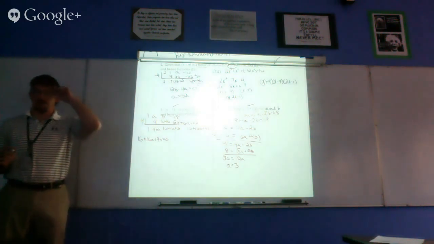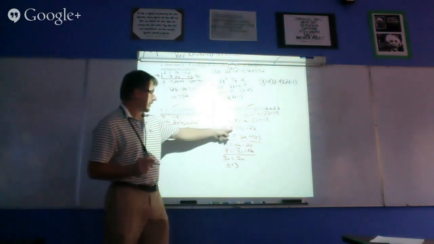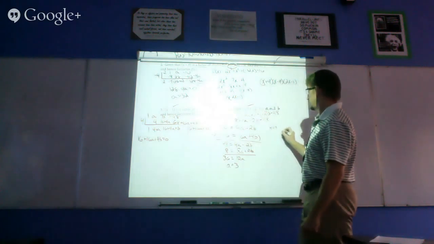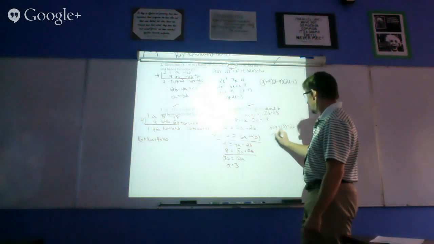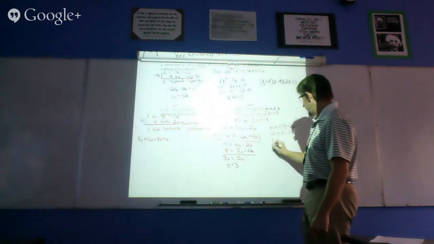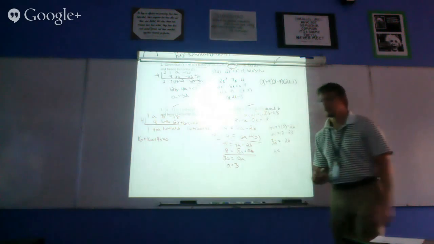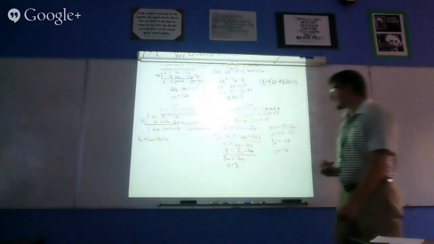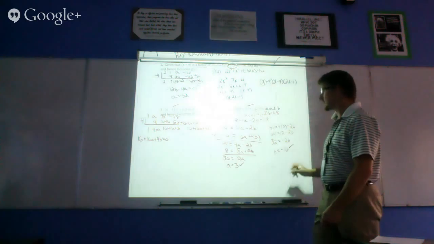Now what do I do with that? I can come back up here and plug it in. So 44 is equal to 4 times 3 minus 2B. 44 is equal to 12 minus 2B. Subtract 12: 32 is equal to -2B. So B is equal to -16. Now, find A, done. Find B, done.